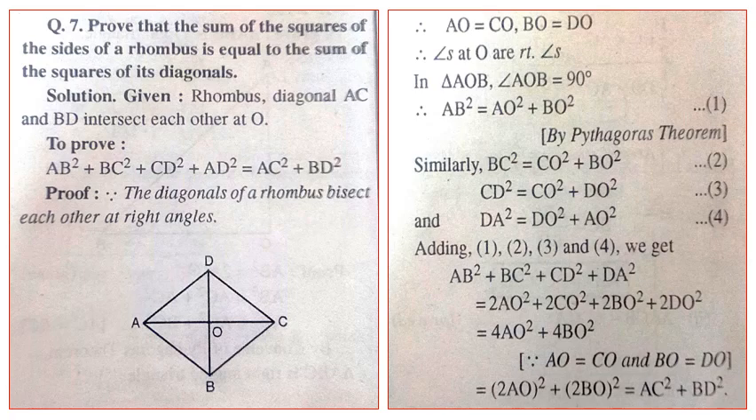Then when we add in the RHS, we know that AO is equal to CO and BO is equal to DO. When we change CO to AO and DO to BO, we get the final result 4AO square plus 4BO square.